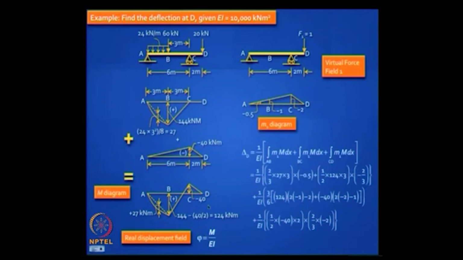But just to go through this once again, this curved part has a maximum value in the middle of 27 kilonewton meter. It is a parabola, so the area of the parabola is 2/3 that of the equivalent rectangle. This length is 3 meters, so it is 2/3 into 27 into 3, that is the area. Its centroid is at this location where the ordinate here is minus 0.5, so we multiply by minus 0.5.